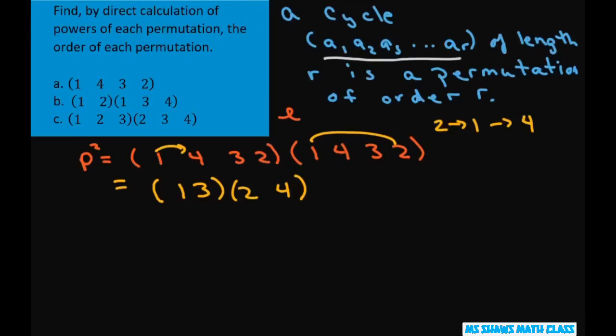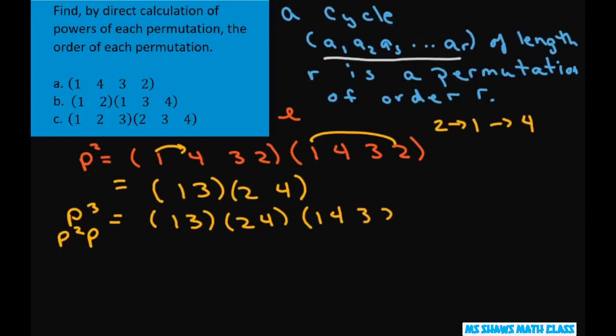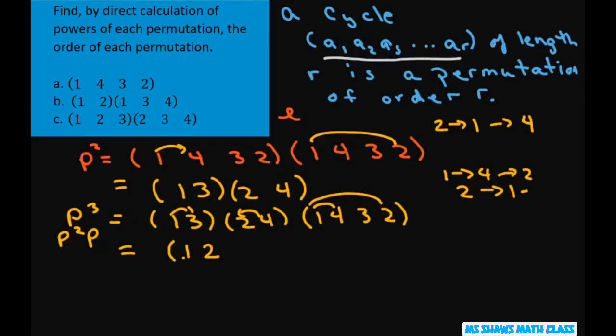So now we have to do P cubed. That's going to equal P squared times P. P squared is (1 3)(2 4), and then P was (1 4 3 2). From that, 1 maps to 4, and 4 maps to 2. So that's going to be (1 2). Now, 2 maps to 1, and 1 maps to 3. So that's 3. And then 3 maps to 2, and then 2 maps to 4. That doesn't equal our identity.